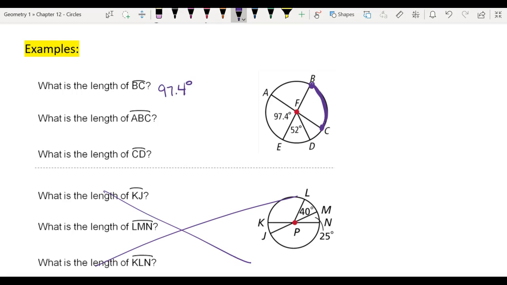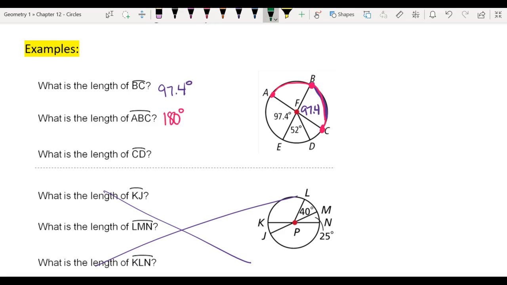97.4. That's that vertical angle idea, that these angles across from each other have to be the same size. So this one is 97.4. Okay, then it asks for ABC. So, like I said before, semicircles can be 2 or 3 letters. So if I have ABC, how many degrees is that? It's a half circle, it is 180, so that one's going to be 180.